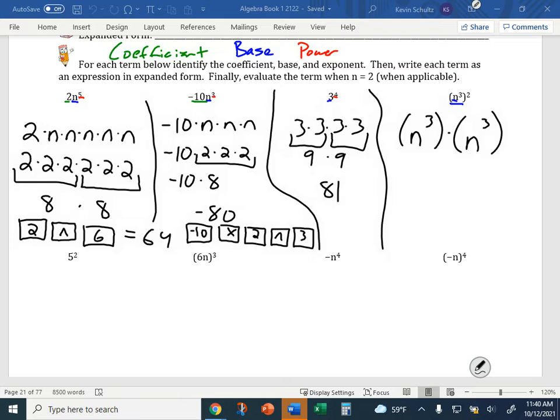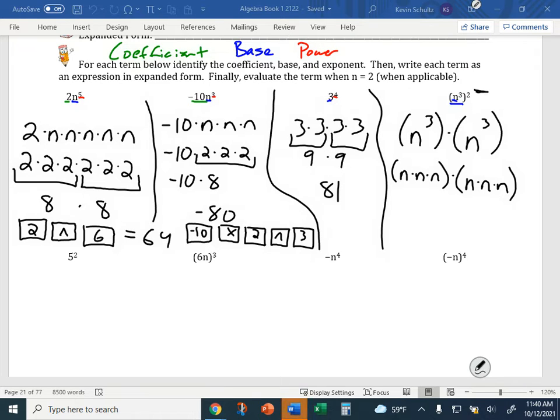In each set of parentheses, how many n's are being multiplied together? 3 of them. So to go even further, we have n times n times n times n times n times n. Right? We started with this exponent on the outside.